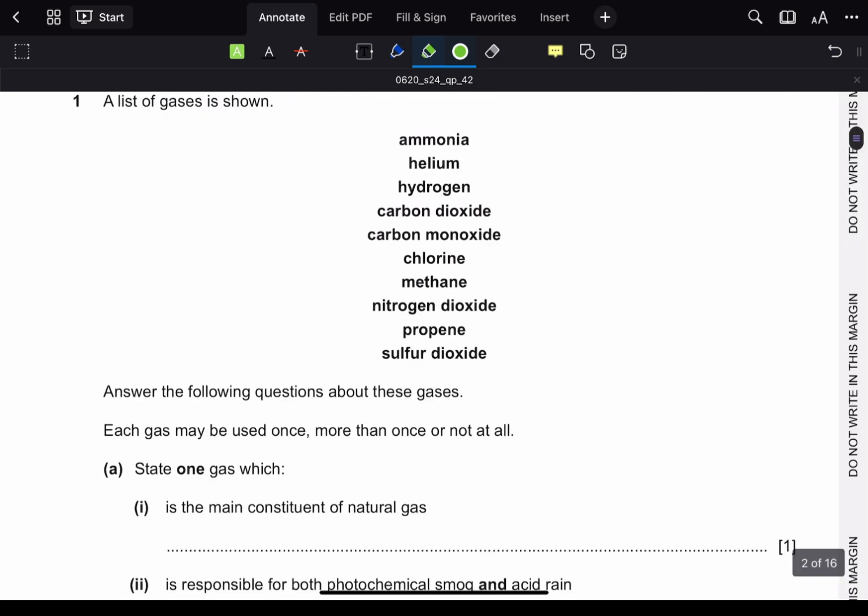Let's begin. Question 1. A list of gases is shown. Answer the following questions about these gases. Each gas may be used once, more than once, or not at all. Part A. State one gas which is the main constituent of natural gas. Natural gas is a mixture of hydrocarbons and it consists mainly of methane.